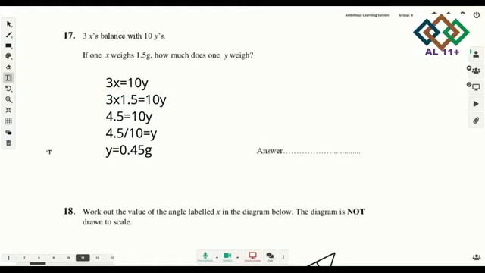That's your answer for number 17. We found the y. Instead of x, we wrote 1.5. That's given to you. And 10y is also given to you. Just write as much information as is given to you to find y. So your y is 0.45. So let's move on to number 18 now.